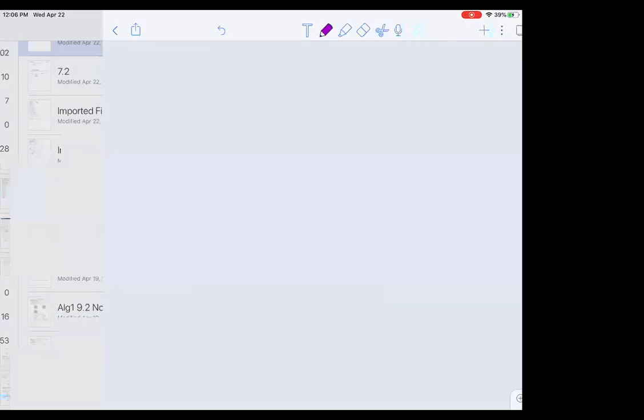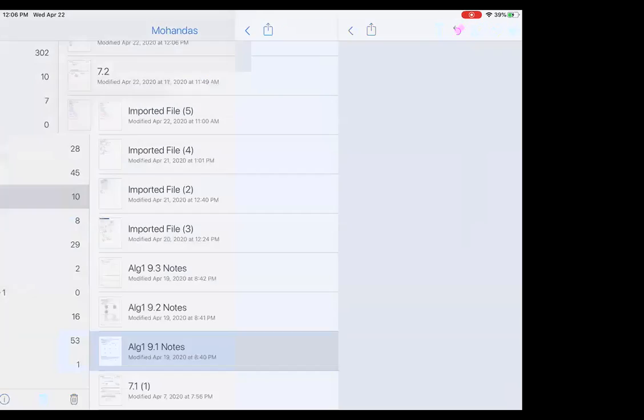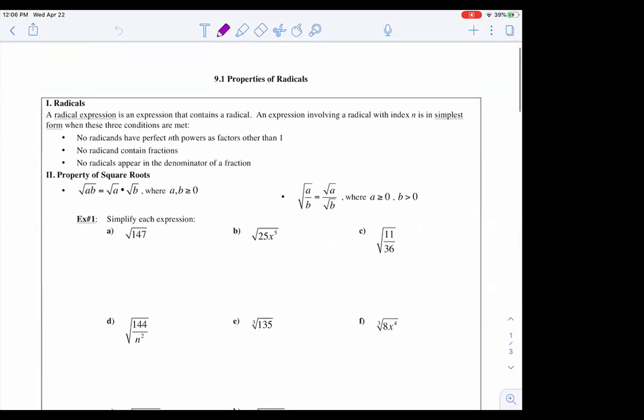So let's see. 9.1. Okay, write the title, 9.1. Maybe take a new binder paper, 9.1. Okay, properties of radicals. You guys read and write down if you need things. Right up to here.